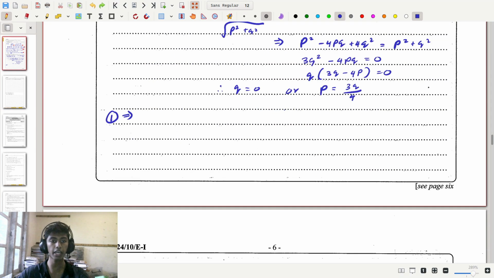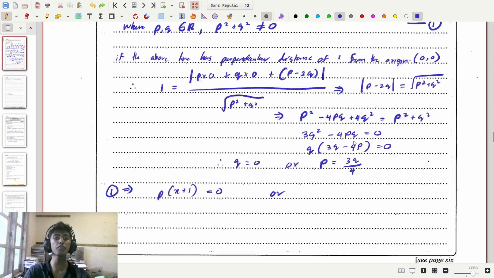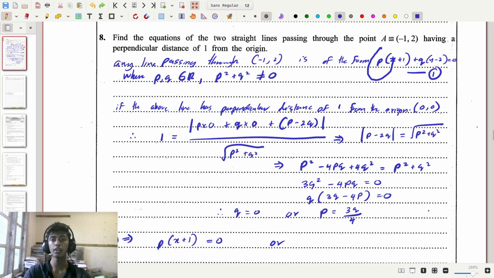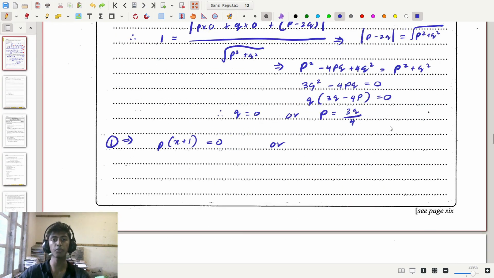So we're going to get p times x plus 1 equals 0, or if we have this situation, we can substitute p for 3q over 4 and get 3q over 4 times x plus 1 plus q times y minus 2 equals 0. So therefore we could get 3q over 4 times x plus 1, and then plus q times y minus 2 equals 0.